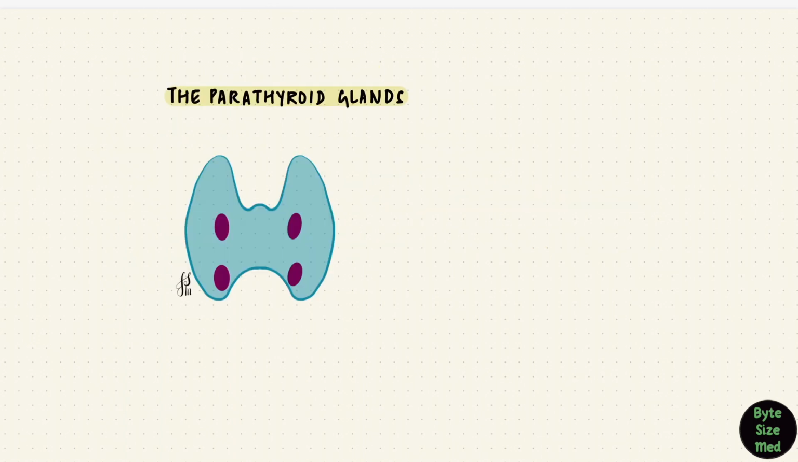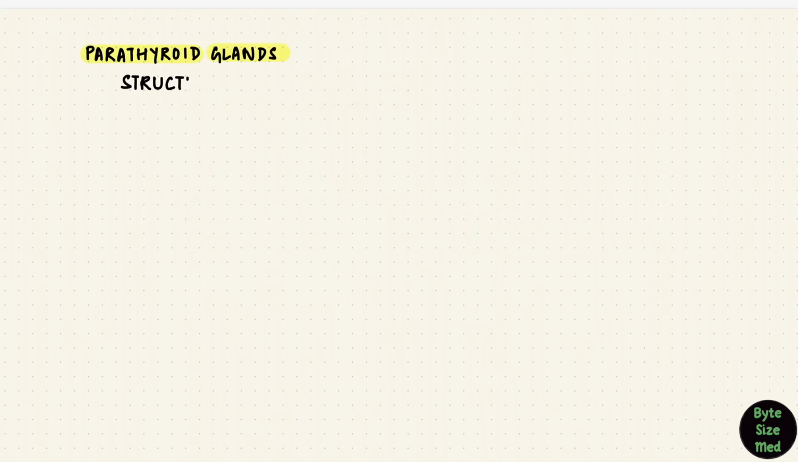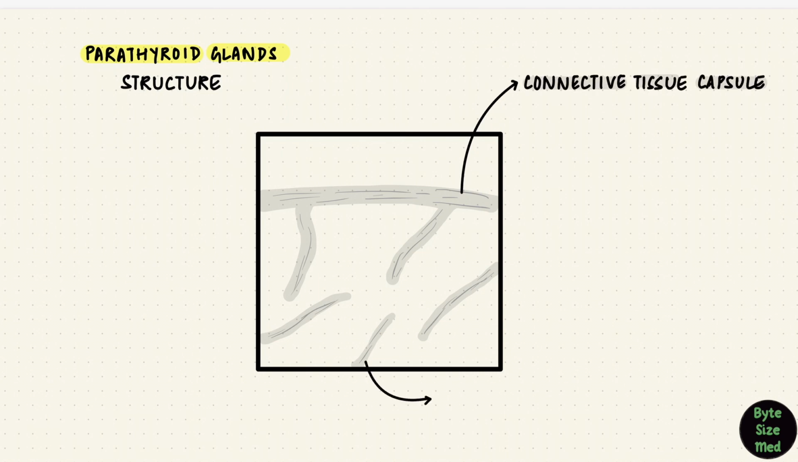These parathyroid glands, they are tiny. They are small, but they are well vascularized and are separated from the thyroid gland by a connective tissue capsule. So if we look at the parathyroid gland histologically, there's a connective tissue capsule that forms septa going through the gland. Those septa have nerves and, importantly, blood vessels, sinusoids.